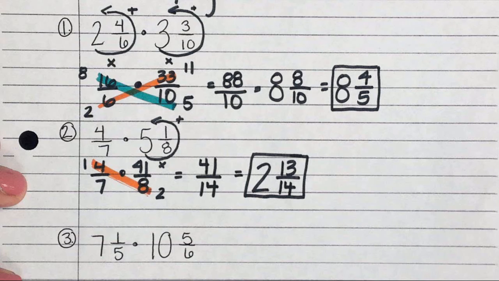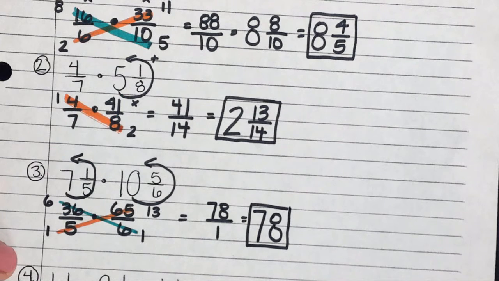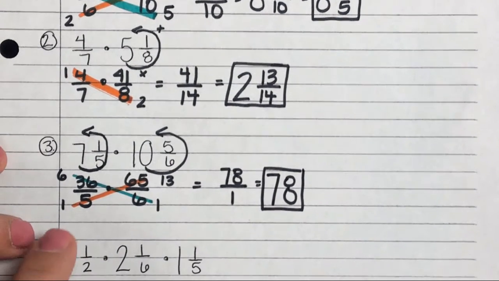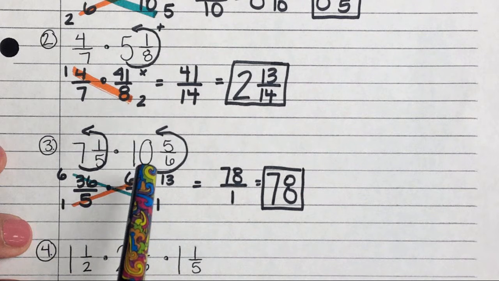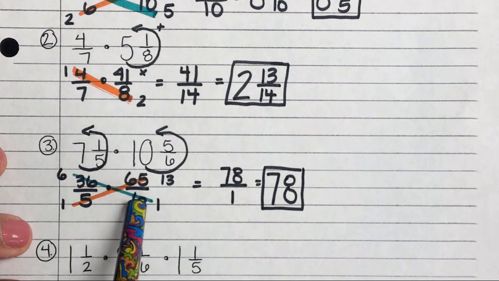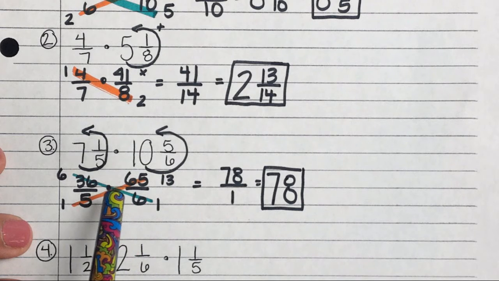All right, let's take a look at this. If you're not finished, it's okay, but we'll at least see where you are. When we made those improper, we've got 7 times 5 plus 1. That would give us 36 over 5. And then 10 times 6 plus 5, that would give us 65 over 6, sorry.